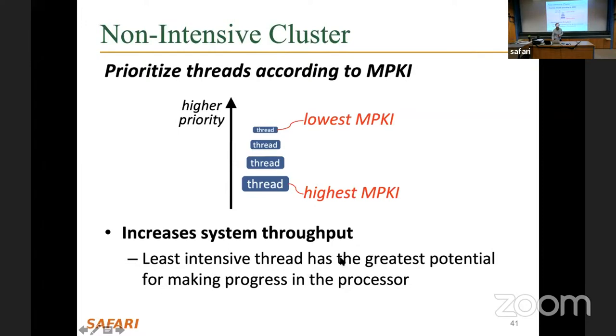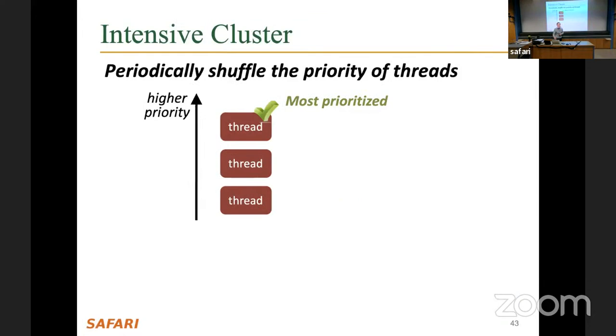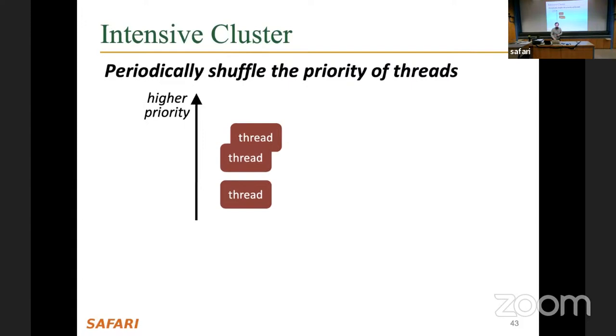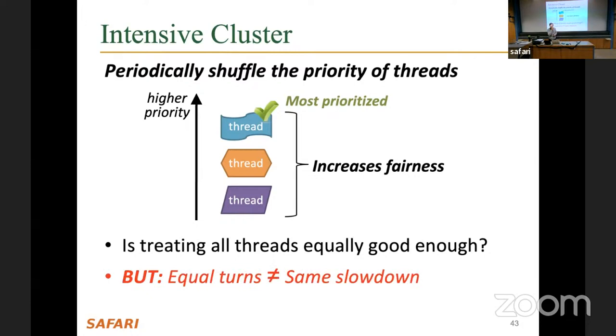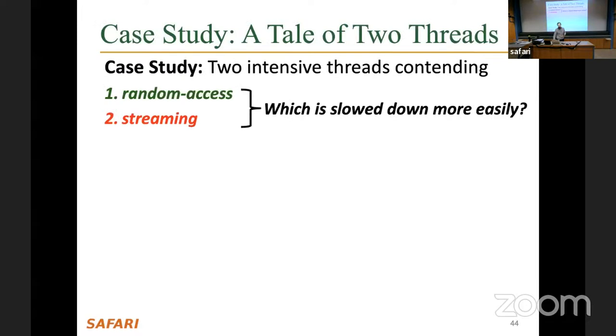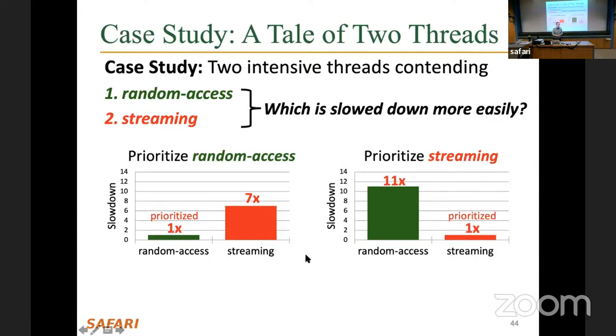Now, the intensive cluster is the harder place. Basically, the idea here is to periodically shuffle the priority, the ranking, of the threads. So you could keep doing this. That's the idea, and this increases fairness, clearly. But unfortunately, treating all threads equally is not good enough. You need to treat them differently because they have different vulnerability to interference, as we have also seen in earlier works. I will skip this, but if you read the paper, you will see that this makes a case for some threads being much more vulnerable to interference.